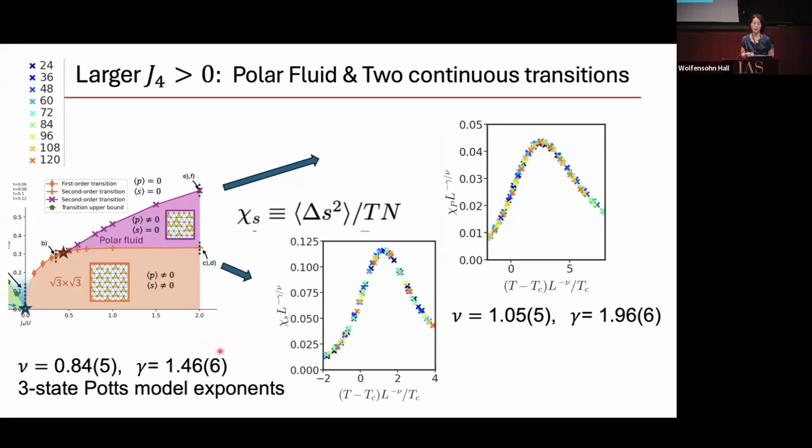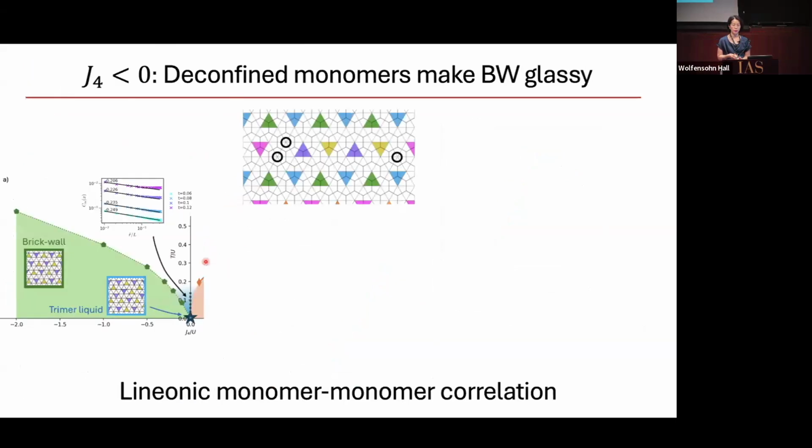And interestingly, these are actually known exponents associated with the three-state Potts model. So that was an interesting finding. This is a phase transition where there's the number 3 floating around, but it is not obvious that this should be in the Potts model universality class, but that's what we found from the calculations. So that's so much for the positive J4 side of the phase diagram.